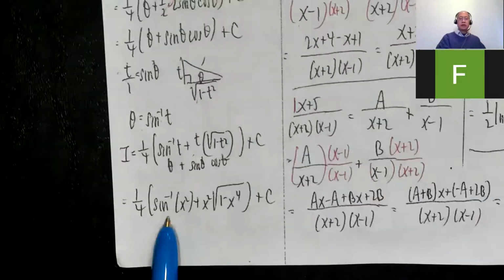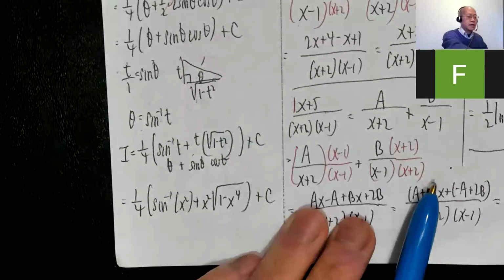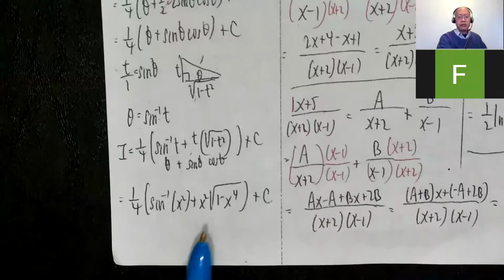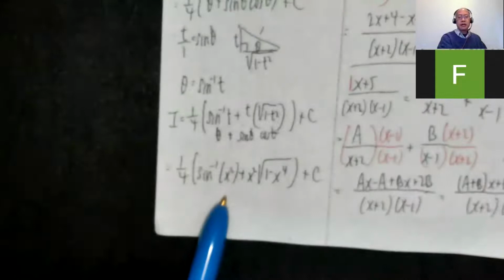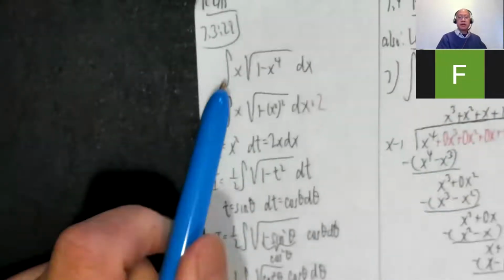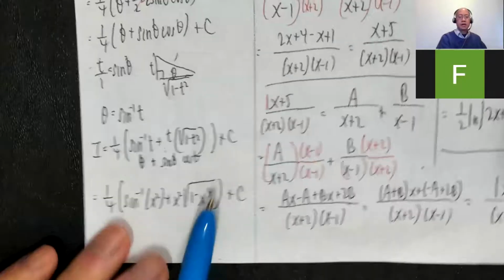So at long last, here's my solution. Of course, it's not that unusual that my final answer would have a radical 1 minus x to the 4th, if the derivative of this does indeed come out to be something involving radical 1 minus x to the 4th. That's not surprising at all. And you can see it is.